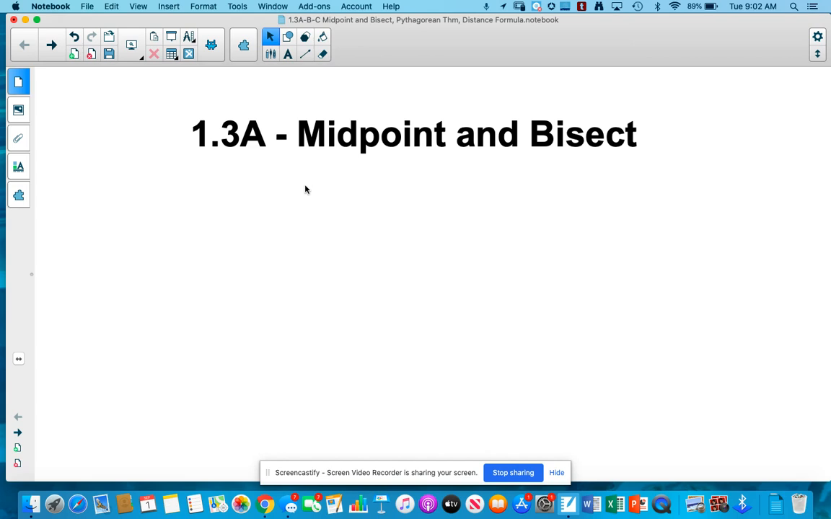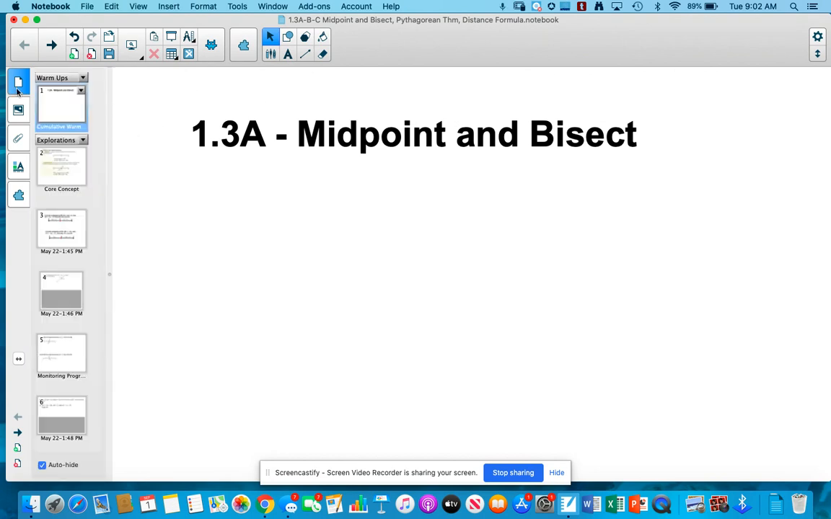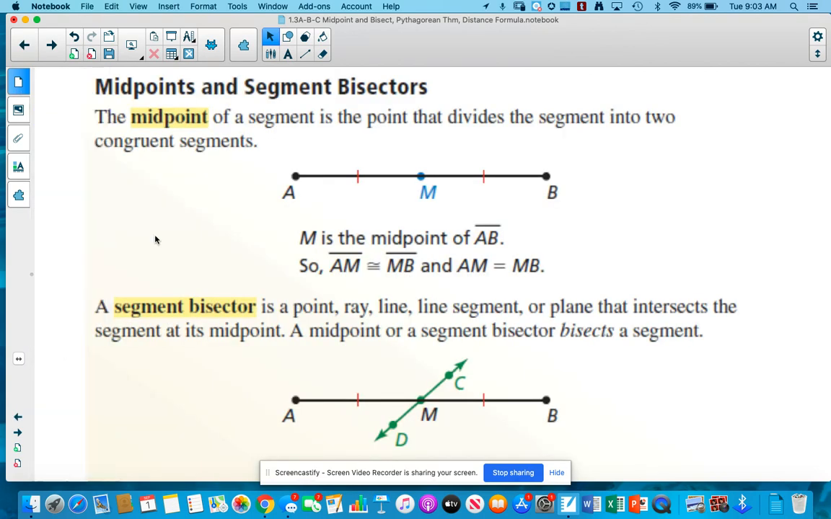All right, let's talk about 1.3a, midpoint and bisectors. So let us first get these definitions down. Midpoints and segment bisectors. A midpoint of a segment is the point that divides the segment into two congruent segments. First of all, what is congruent? Congruent means same size, same shape.